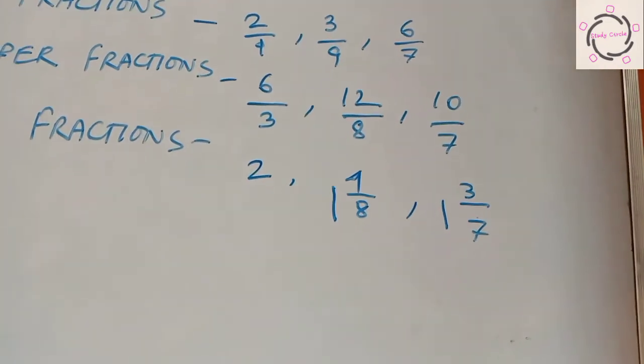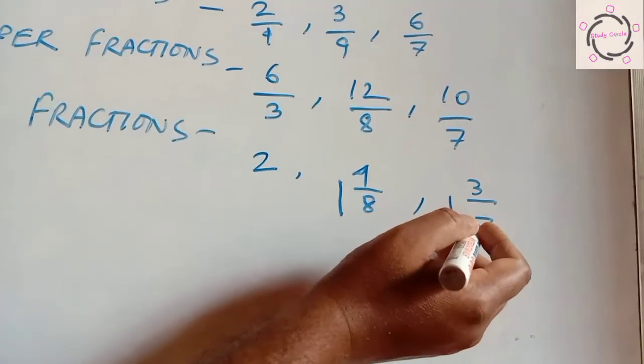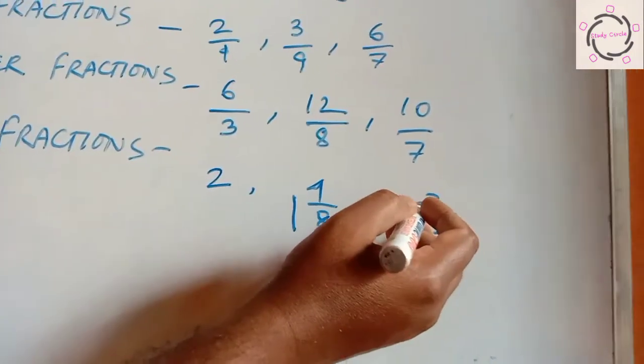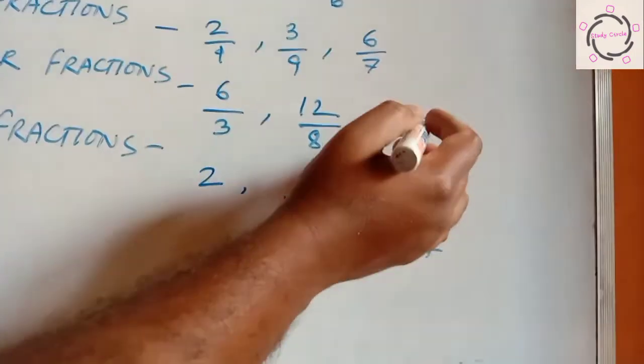So what happens in the case of a mixed fraction? We have to multiply these two, like 7 ones are 7, and add the numerator. So plus 3 gives 10/7.